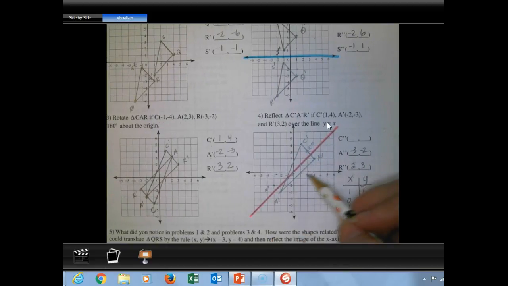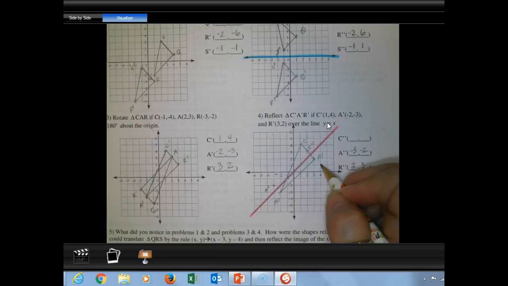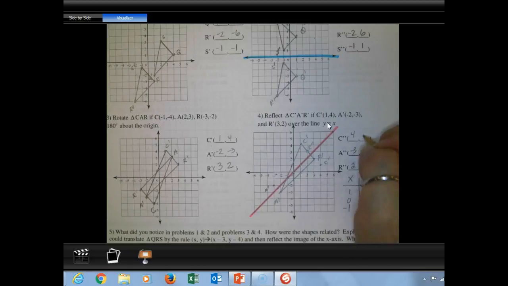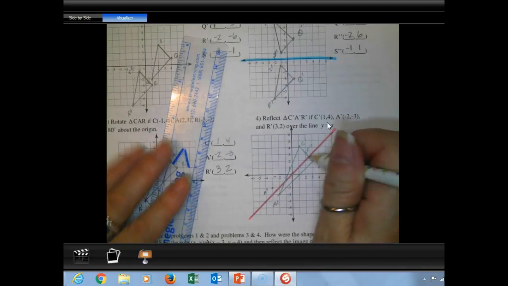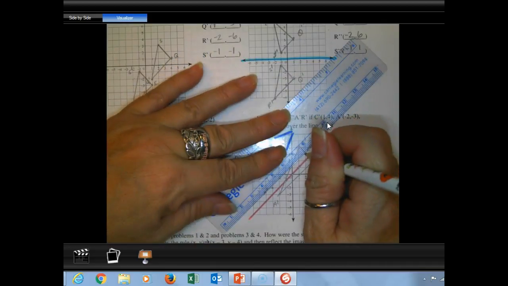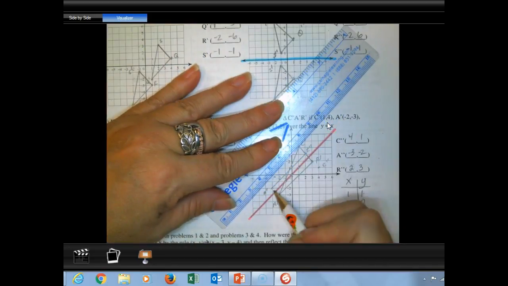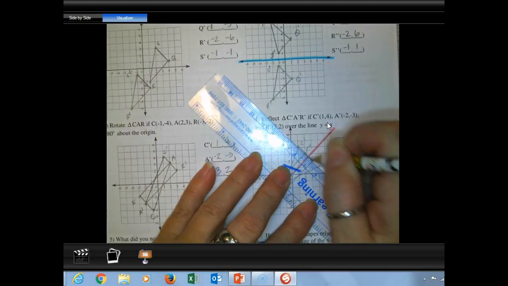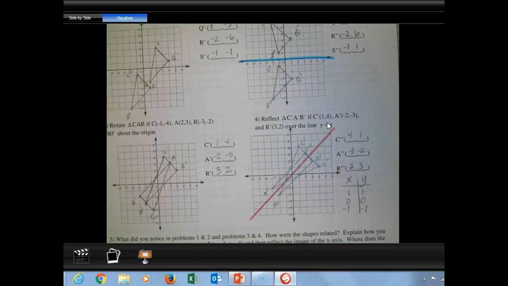For C, I'm going to count on the diagonal 1 1/2, 1/2, and 1. And this gives me C prime here at (4, positive 1). I take my lovely straight edge and I'm connecting my prime points. A to R, A to C, R to C. Now I have a beautiful mirror image of my prime image figure. I can zoom in.